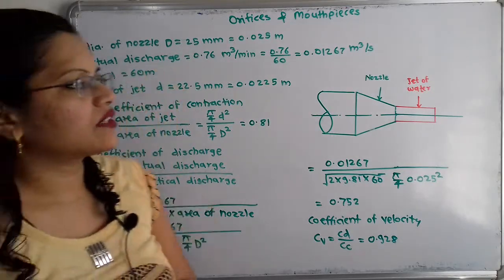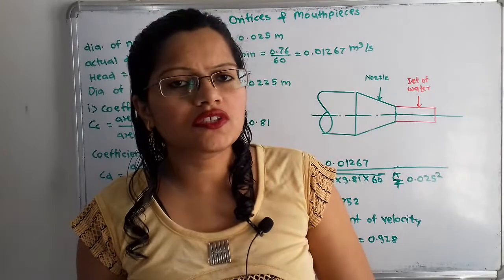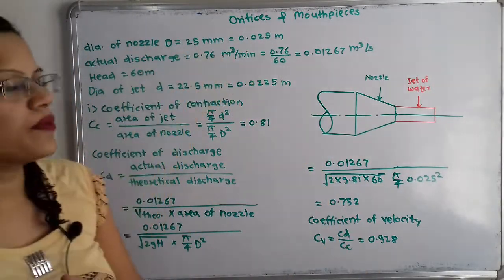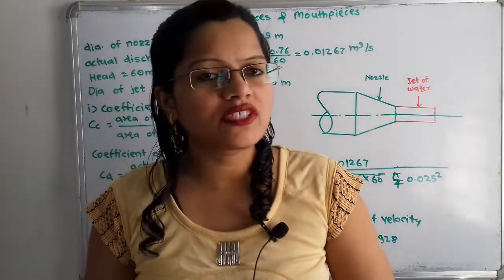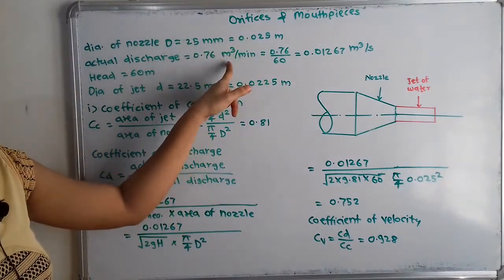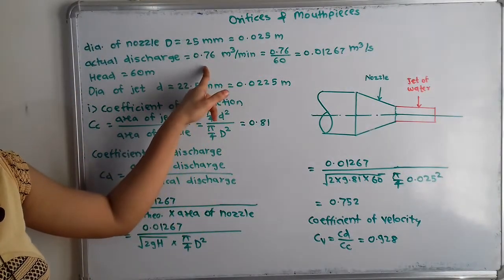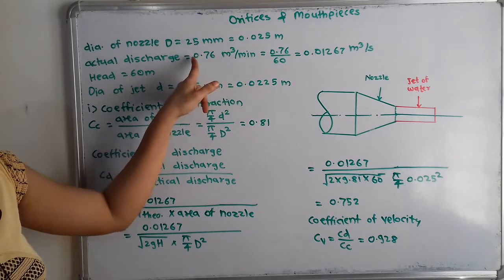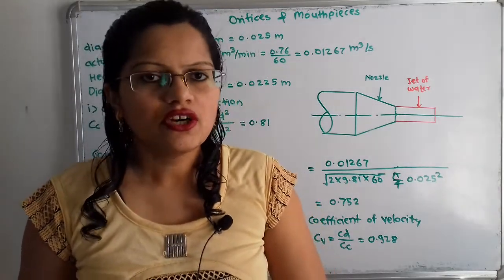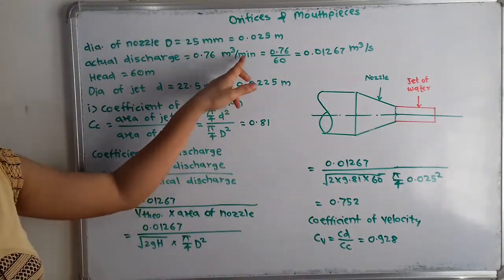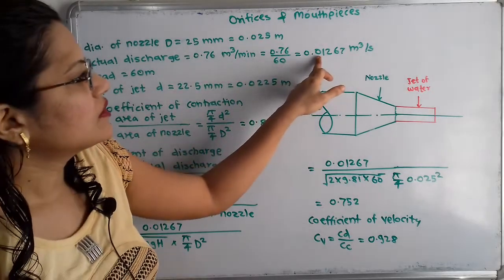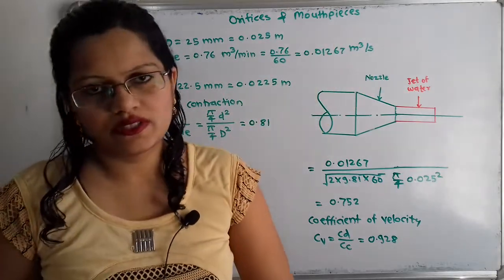Now the actual discharge. Here it is given that this nozzle discharges the water at the rate of 0.76 meter cube per minute. So what is the standard unit? The standard unit is meter cube per second, so we have to convert this unit into meter cube per second. In 1 minute, 0.76 meter cube of water is getting discharged. So what is the amount discharged in 1 second? We have to divide by 60, and the answer is 0.01267 meter cube per second.